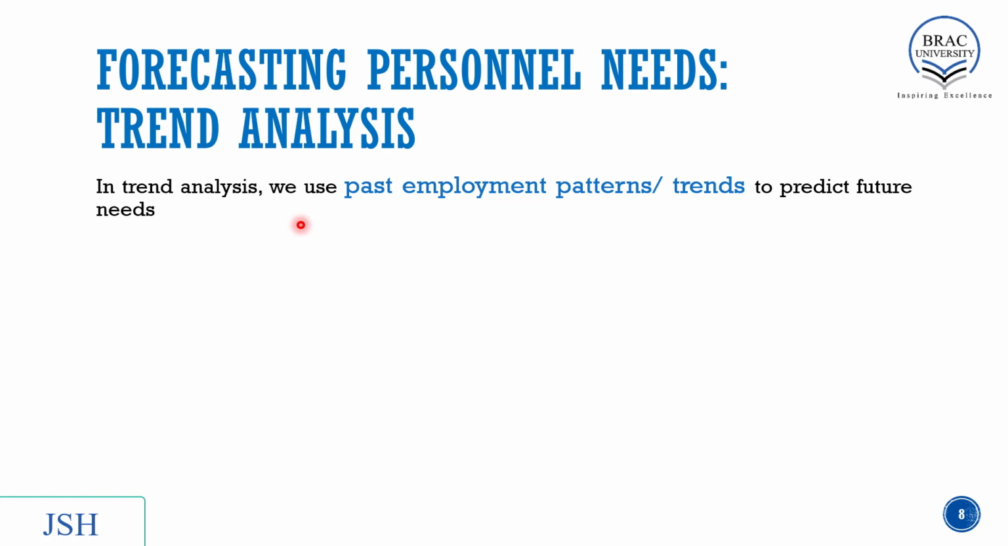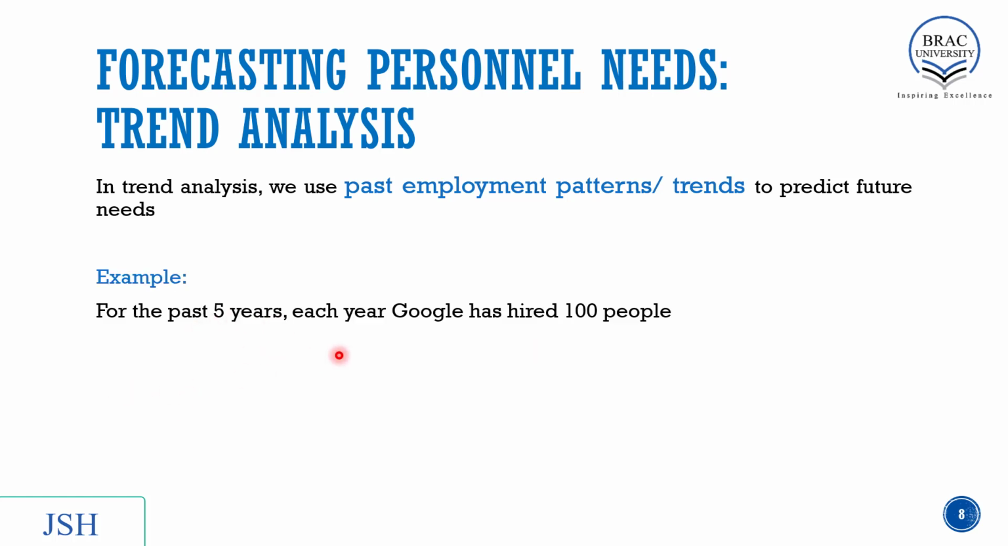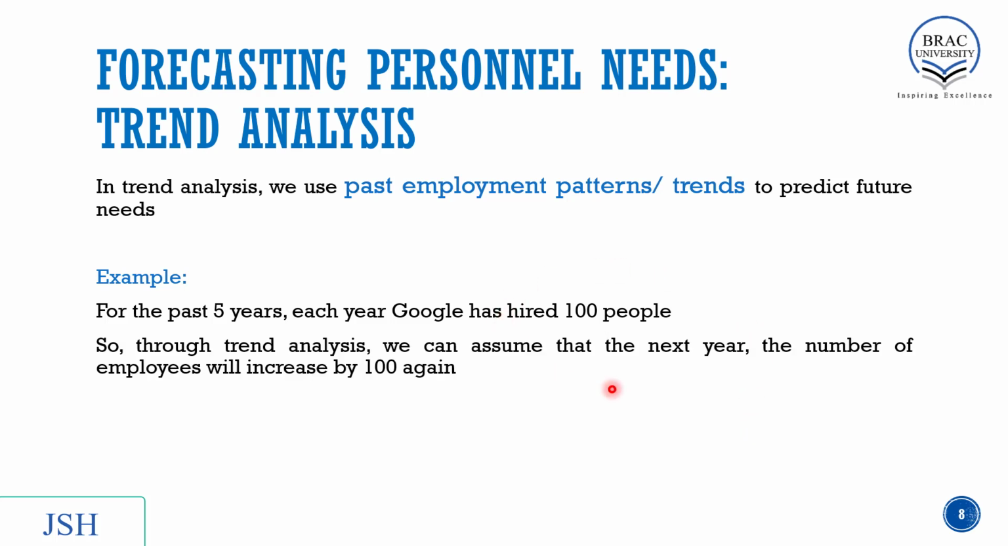In trend analysis, we use past employment patterns or trends to predict the future needs. Now don't look at the boring definition. Let me give you the example first and it will be crystal clear to you. Say for example, for the last 5 years, each year Google has hired 100 new people. So every year Google hires 100 people. So this is the trend for Google. Every year they hire 100 people. So based on this trend, I can easily say or forecast that yes, the next year, the number of employees will also increase by 100 again. So Google is going to hire another 100 people in the next year as well.